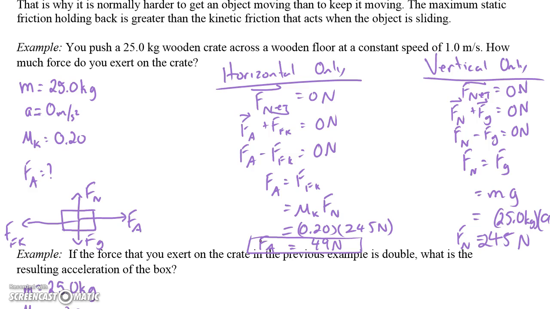You can skip some steps. So if you know that the vertical direction is going to give you Fn is equal to Fg, you can skip some of those in-between steps the more that you do it, but don't skip all of them. You got to show some of your work and some of your thought process.